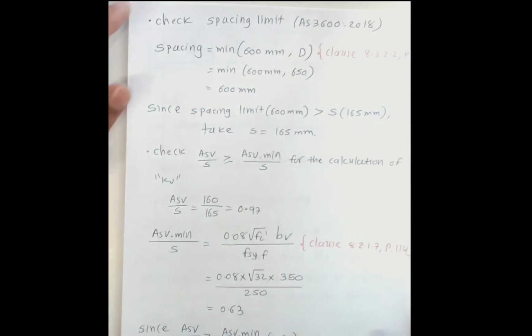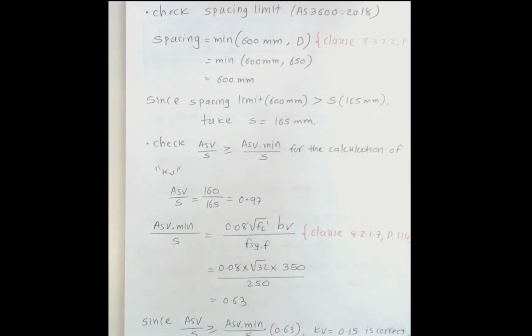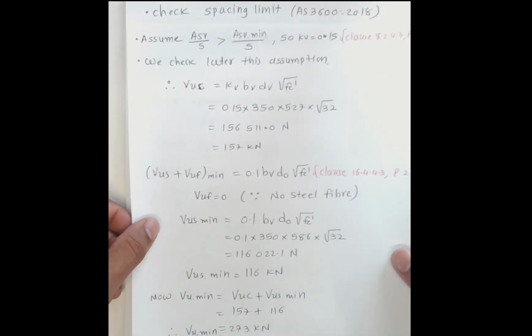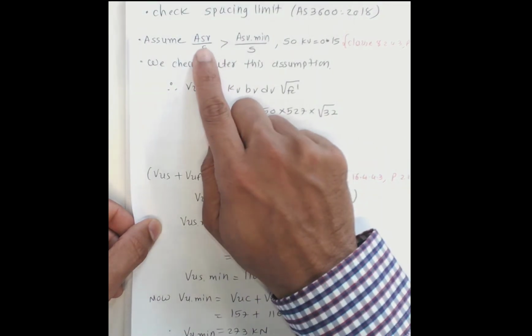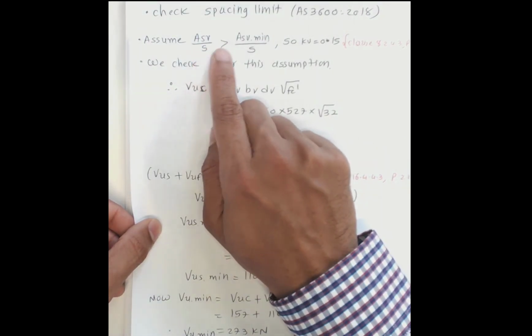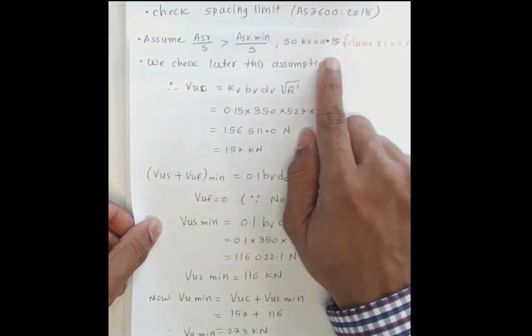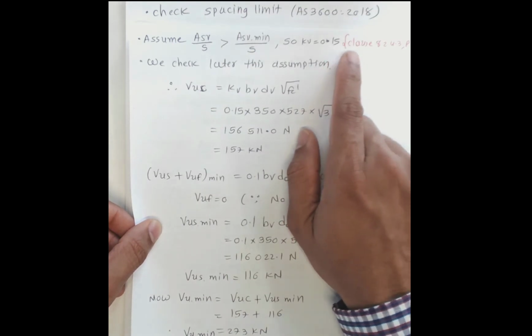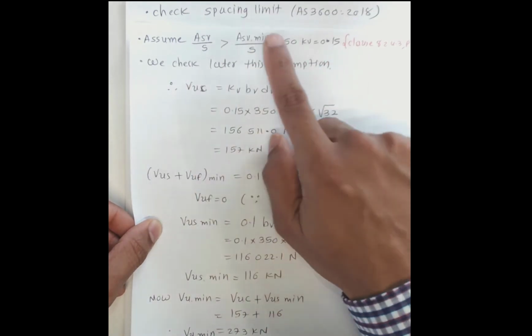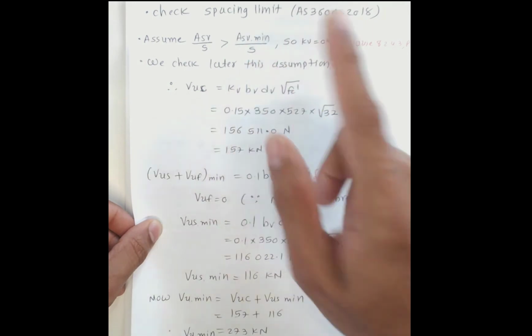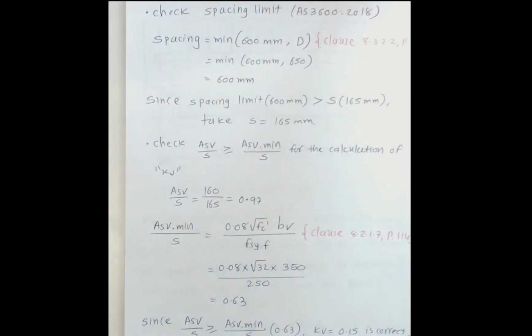Now we also made one assumption. If you remember, at the start of the example we needed to find KV. In that KV, we didn't know the spacing. So we made an assumption to calculate the KV value. In the previous step, where ASV is greater than ASV min, we set KV equal to 0.15, and we wanted to check it later. So we know the spacing now, so we can verify this assumption.